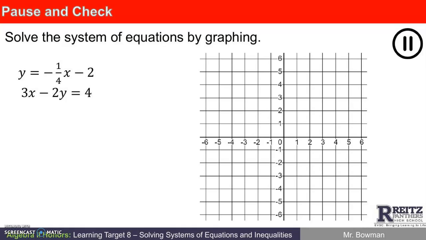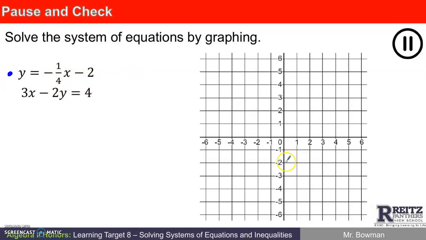Okay, this one's yours to try. See if you can sketch the graph of this system of equations and then use your graph to find a solution. Hit pause. Alright, let's check it out. This one that I'm going to do in blue is ready to graph.